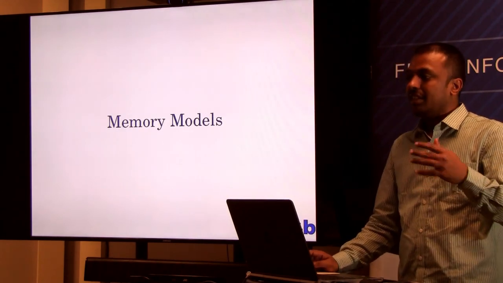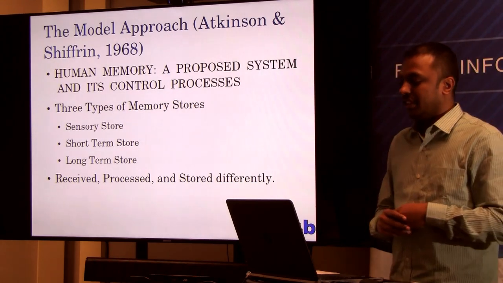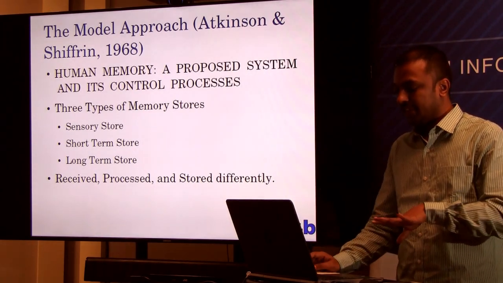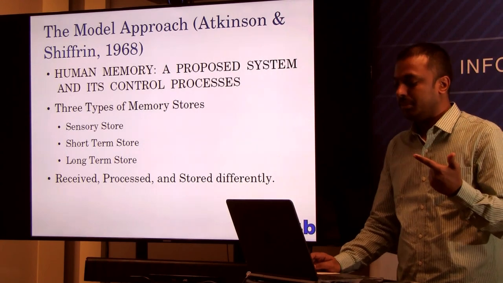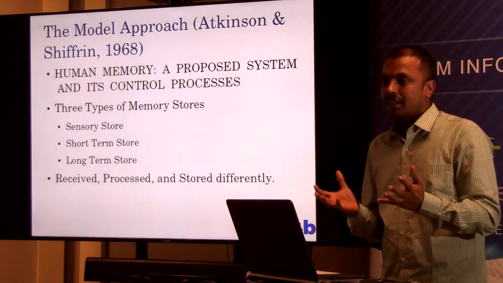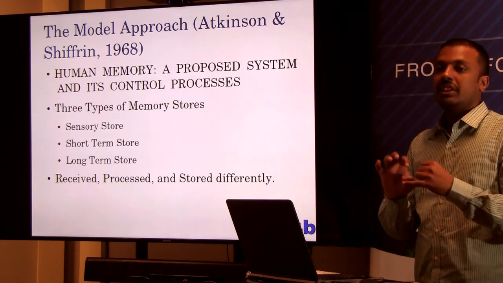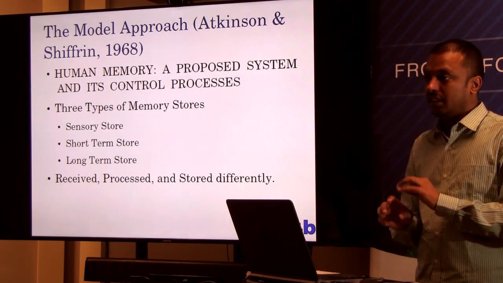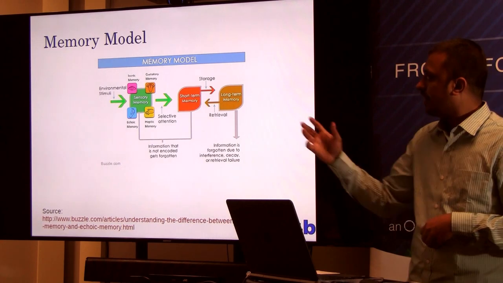This led to a lot of research, and one of the models, by Atkinson and Shiffrin, is a major breakthrough work that gave three types of memories: sensory memory, short-term memory, and long-term memory. How did they say that there are three types of memories? They said that the way the data is received in these memories, the way it is processed, and the way it is stored are different in all three. This was the model they proposed.